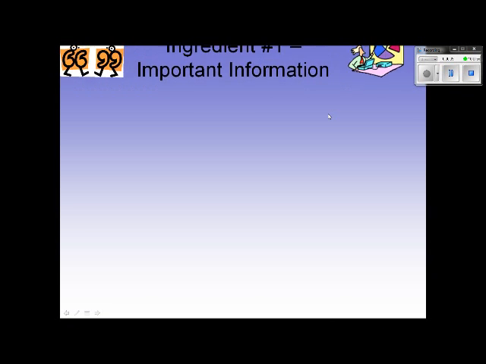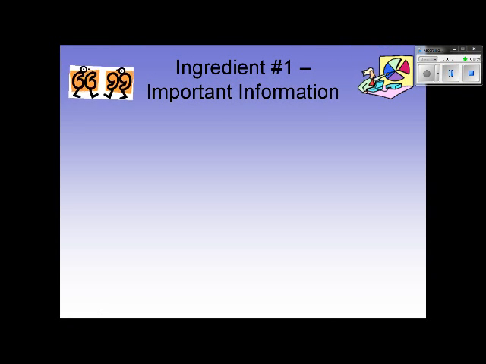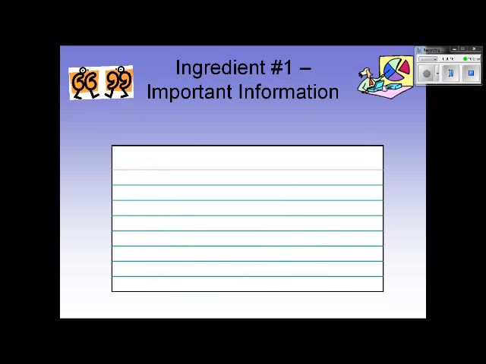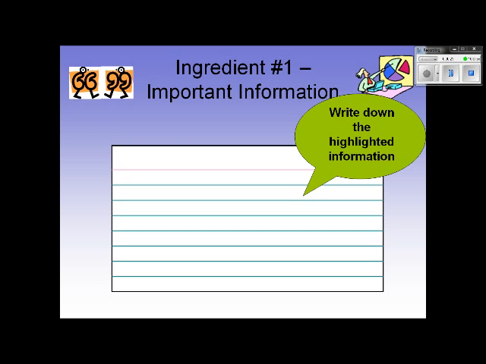Now, the first and most important ingredient to an awesome note card is an important piece of information. Now we have our blank note card. These important pieces of information are what you have highlighted in the articles. So you're going to write down the highlighted information from your articles, because the highlighted information supports one of your two arguments. There are some very important rules you must follow when you're writing down the highlighted information.